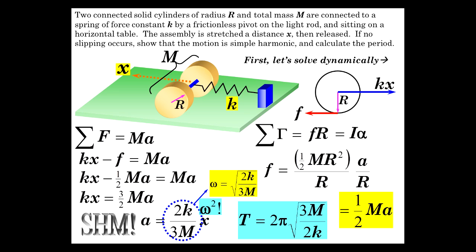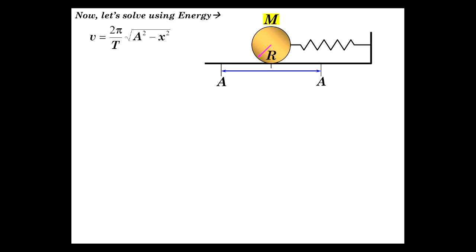Hope you enjoyed that. Well, let's solve this problem using energy. And we recognize that v is in the general form for simple harmonic motion, 2 pi over T times the square root of a squared minus x squared. We solved that before using energy for a spring-mass system. This will be modified just a little bit. 2 pi over T is omega, so it's omega times the square root of a squared minus x squared. So we're going to be looking for this form, with the understanding that that form expresses the velocity of the motion of this system.